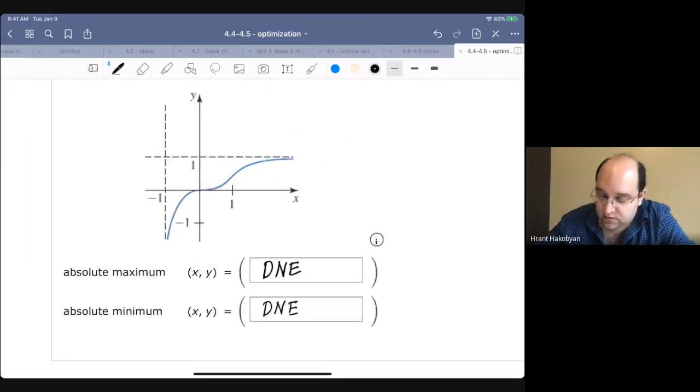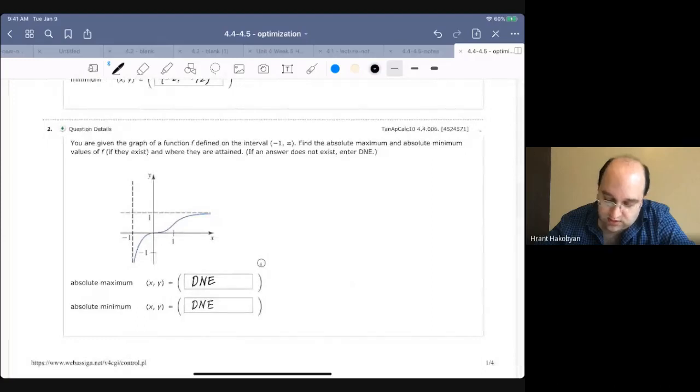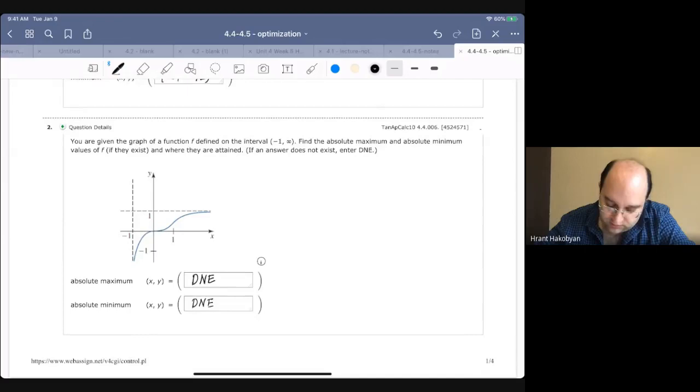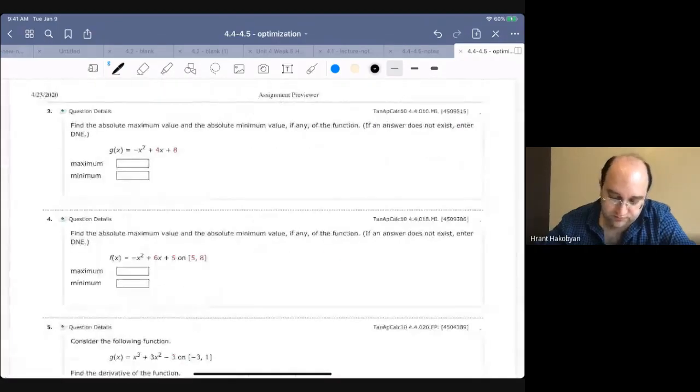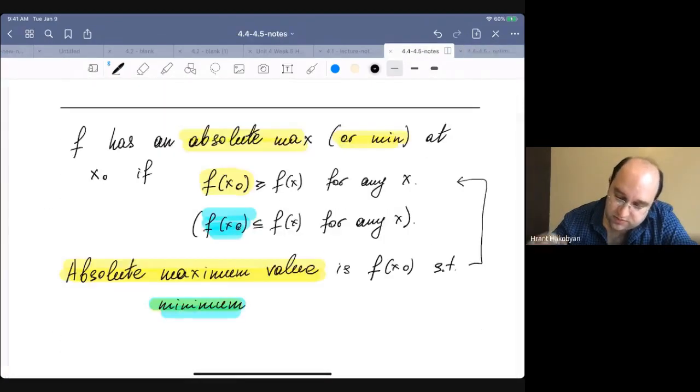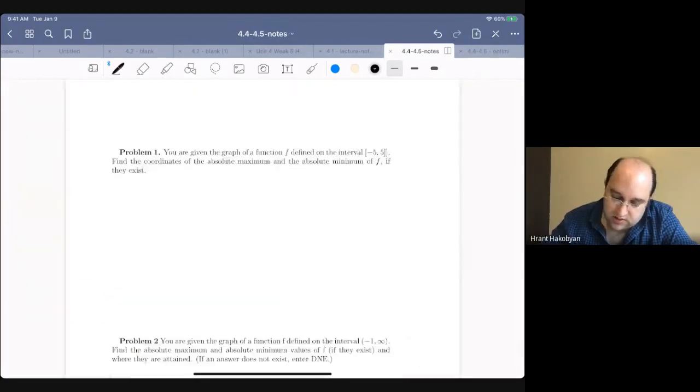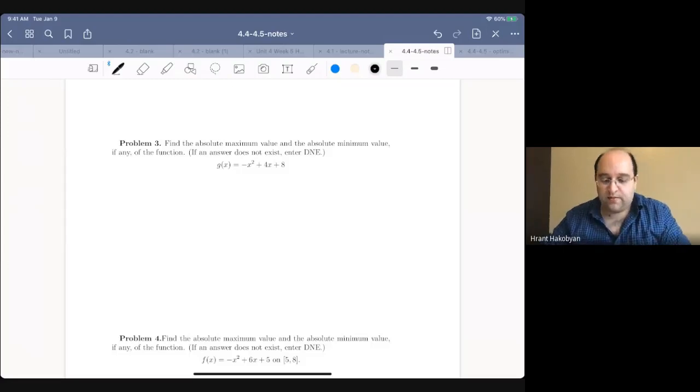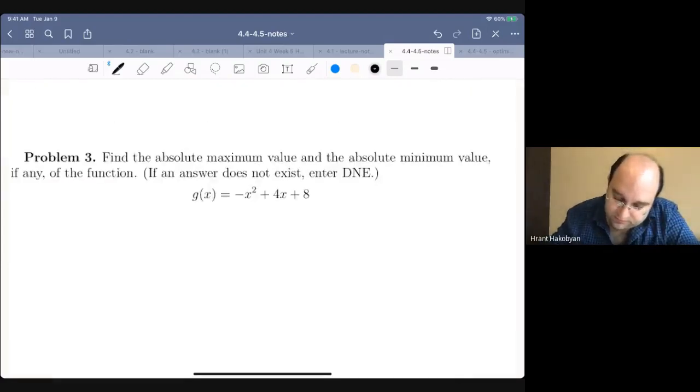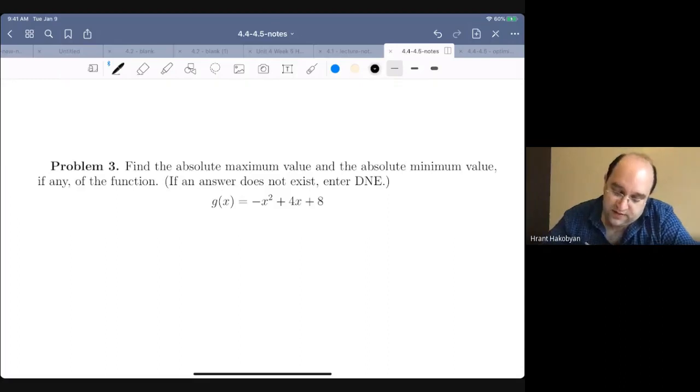So these are the cases where you have a graph, so those are quite easy. Now, what if you don't have a graph? Let's look at these examples now. You're given this one here, problem 3. Find the absolute maximum value and the absolute minimum value of the function. And if it doesn't exist, say it does not exist.